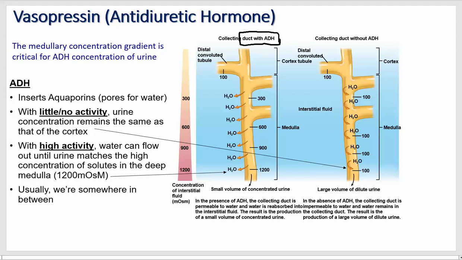I have a confession to make. I remember this because I know that alcohol blocks ADH release and binding. So it blocks ADH activity. That's what makes you pee when you have alcohol, because it blocks the function of ADH. So you have a large volume of dilute urine when ADH is not there. And usually we're somewhere in between.